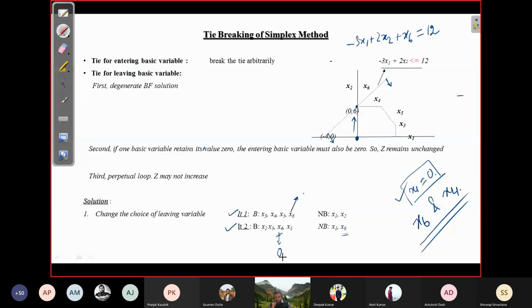Check whether you are getting a tie in the minimum ratio, and if you are choosing X6 to leave, then what is the new solution that you are getting? And verify in the new solution that the basic variable X4 will have value 0. Although it is in the base, its value will be 0. Is it happening or not? Verify it.